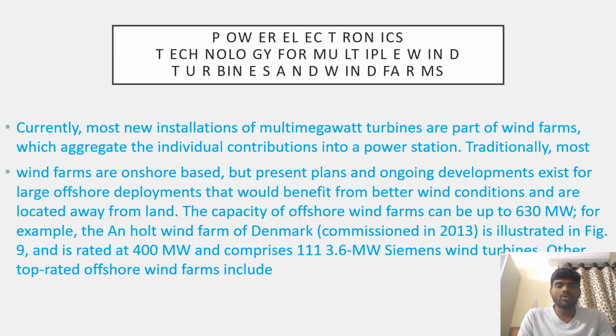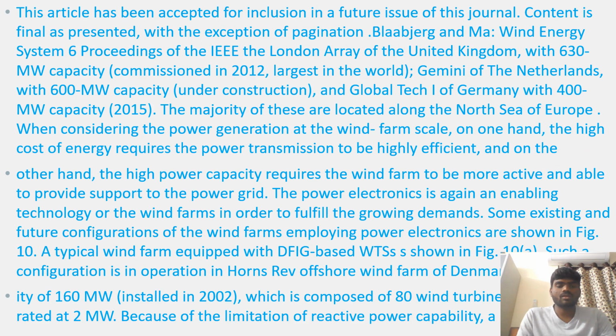For example, a wind farm in Denmark is illustrated, and it is rated at 400 megawatts, and it comprises 110 3.6 megawatt Siemens wind turbines. Other top-rated offshore wind farms include.